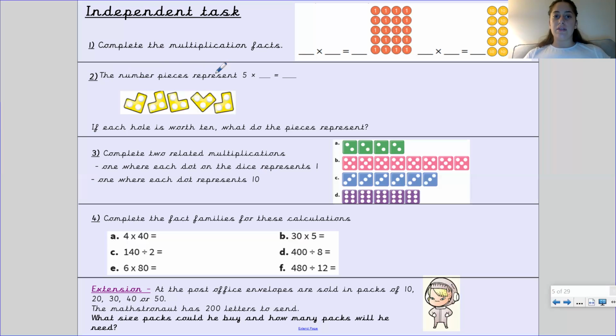The number pieces represent 5 times, or how many holes are there in each of these shapes? 1, 2, 3. So you would complete that based on how many holes there are, or how many circles you can see. Then it's saying if each hole is worth 10. So once you've represented this as a number sentence, then you pretend like each hole represents 10 rather than 1. And similarly in this question, you do the same.